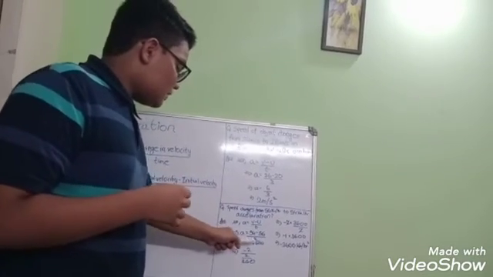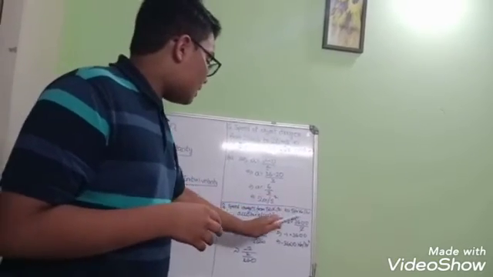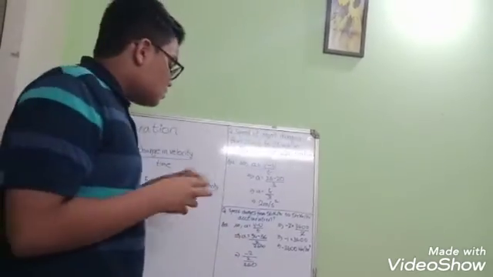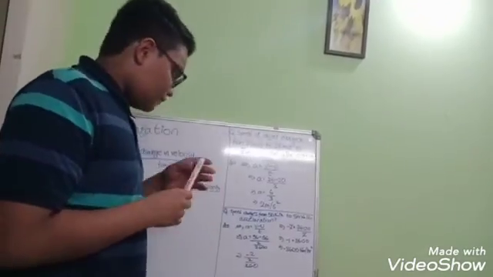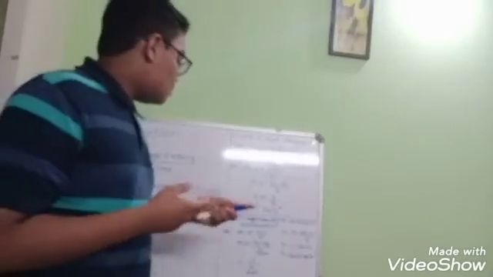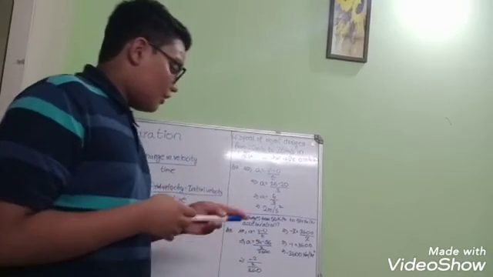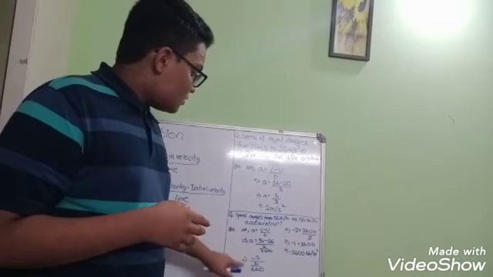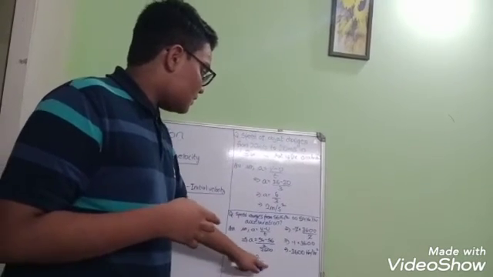Here I have done 2 by 3600 because the speed is mentioned in kilometer per hour, but the time is in seconds. So we have to convert the seconds into hours. We know that 1 second is equal to 1 by 3600 of an hour. So 2 seconds will be 2 by 3600 of an hour. Now 54 minus 56 is minus 2. So the next step is minus 2 by 2 by 3600.